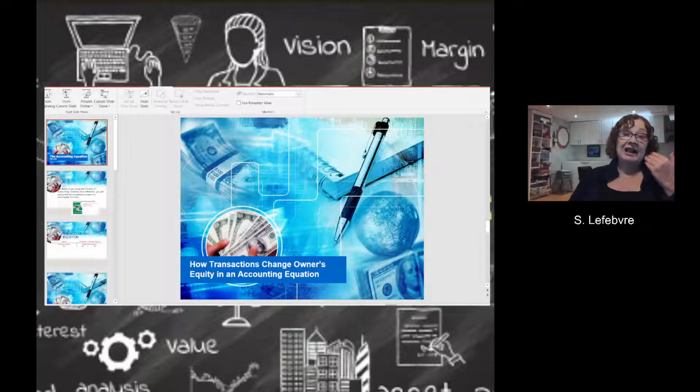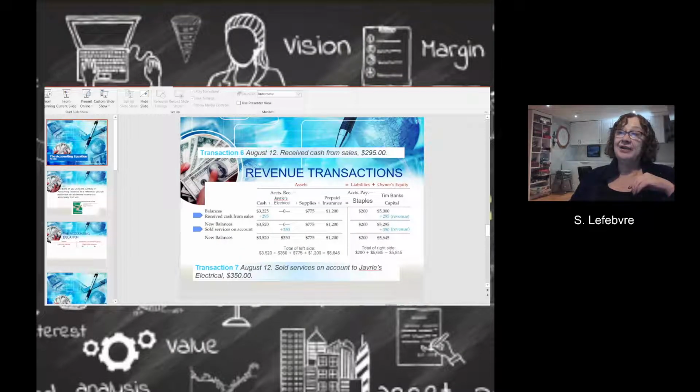So let's look at how transactions can change owner's equity in an accounting equation. So sometimes when we have a transaction, it doesn't necessarily affect our assets. So we've seen transactions where the assets were affected. So let's see some examples of transactions where we might have revenue. So here's a new term. Revenue is simply the sales, whatever your business is that's doing to make money.